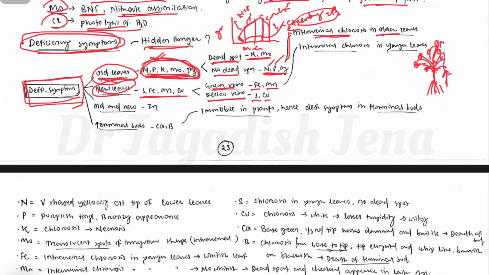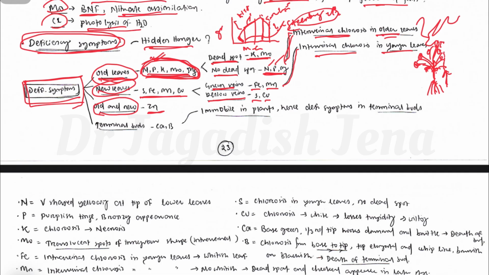Okay, that means intervenal chlorosis. So due to iron and manganese, you can find intervenal chlorosis in younger leaves. Okay, intervenal chlorosis in younger leaf. Due to magnesium, intervenal chlorosis in older leaf. This is important from the exam point of view. Both in new and old leaf you can find zinc deficiency, because it is a moderately mobile nutrient.